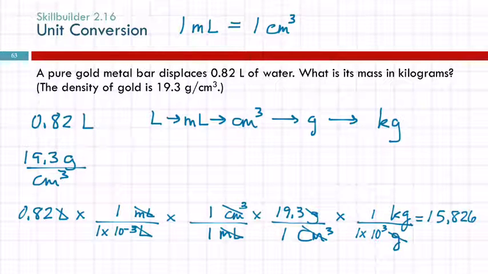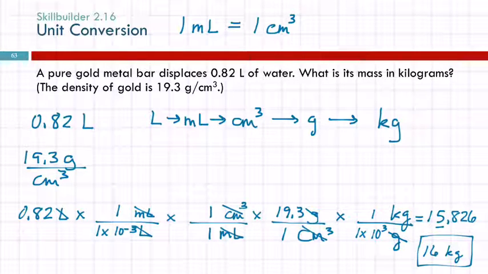And I have to ask myself, how many significant figures? 3 is a great guess. It's actually 2 again. 0.82. The 0 is a leading 0, doesn't count. So I have 2 significant figures here. This is exact. This is exact. This is not exact, but it has 3 significant figures. And this is exact. So I need to round this off to 2 significant figures. So I'm going to say 16 kilograms. Any questions?